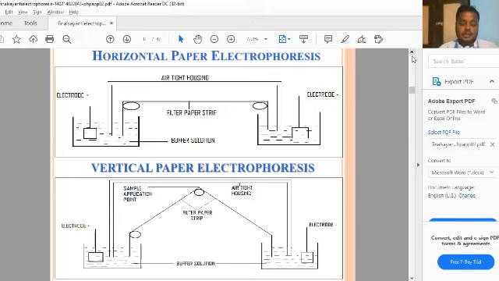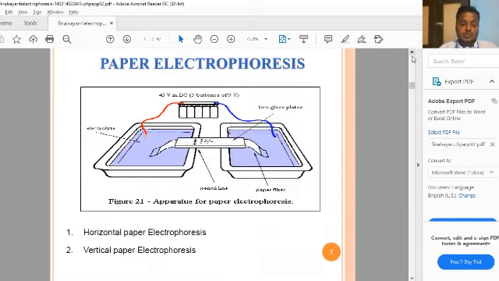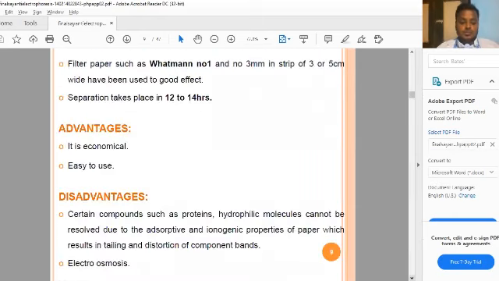So next, before that, the first is the definition of electrophoresis, the second is what types are available, and the third is the uses and advantages of electrophoresis. The first type is zone electrophoresis. The next is paper electrophoresis, which is classified into two types: horizontal electrophoresis and vertical electrophoresis. So this is already done.